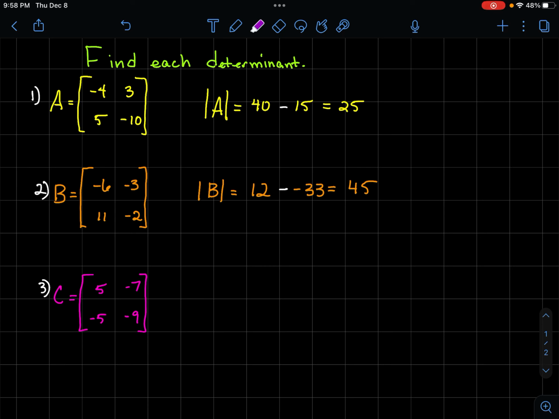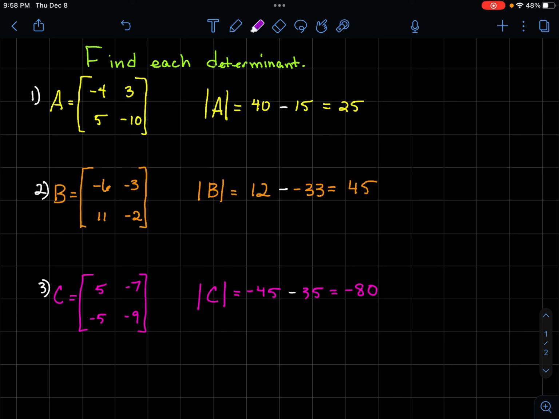Let's look at one more 2 by 2 matrix. We have a matrix C. We will take 5 times -9, which gives us -45, and we're going to subtract from it the other diagonal, which is -7 times -5, which gives us 35, and -45 minus 35 will give us -80. So that's just finding a determinant, using the definition of determinant for 2 by 2 matrices.